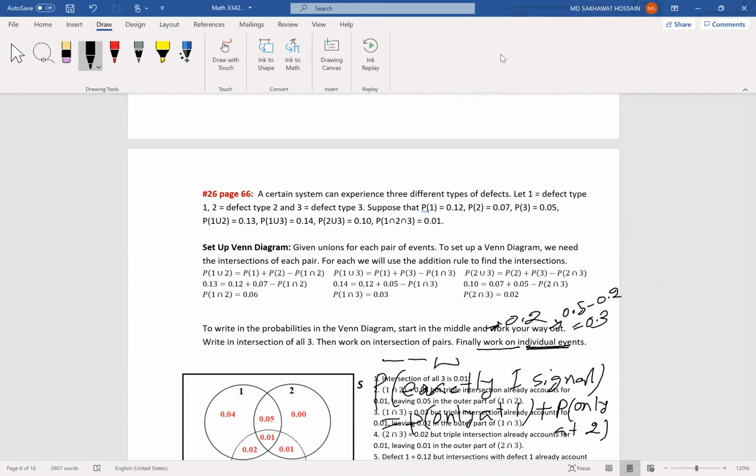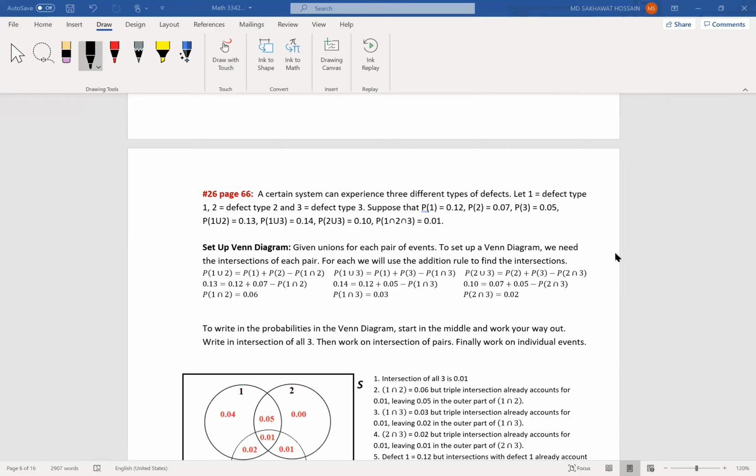Okay, so we'll go over one more example here. A certain system can experience 3 different types of defects. Let 1 equal defect type 1. So there are 3 types of defect: defect 1, defect 2, and defect 3. So a system can have these 3 types of defect.